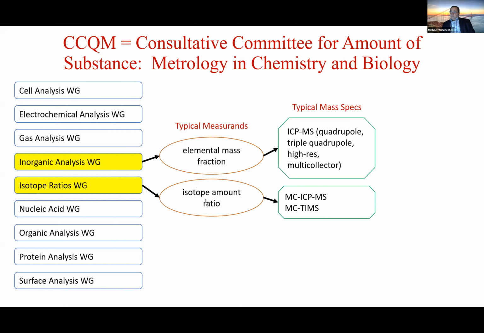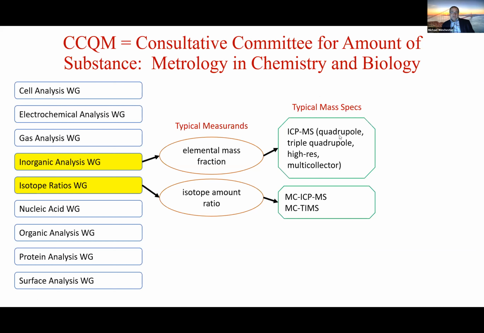Just in terms of the types of mass spectrometry that we use in these working groups, and by the way, we use a pretty wide range of techniques in the inorganic analysis working group, but I've only listed here the mass spec instrumentation that we typically apply, since that is the context of our workshop, is ICP-MS, inductively coupled plasma mass spectrometry. Various forms of that going back to the old single quadrupole.